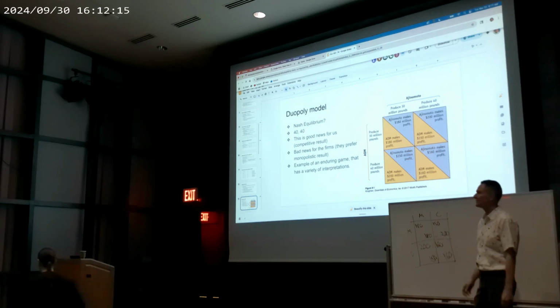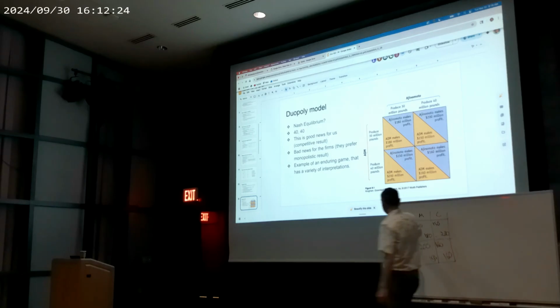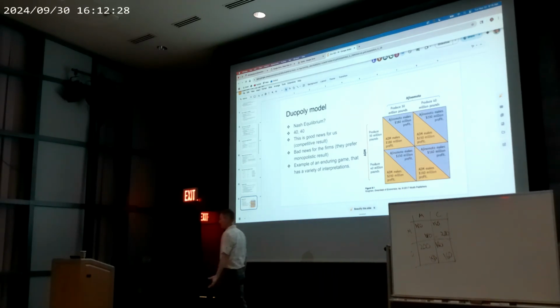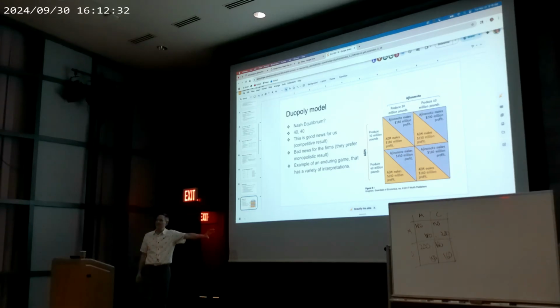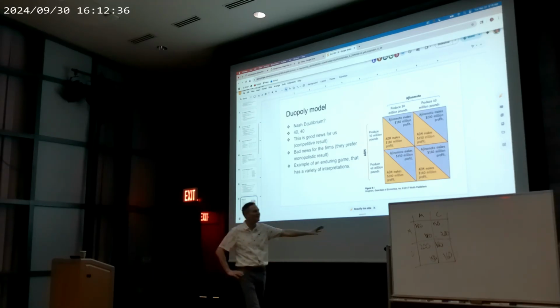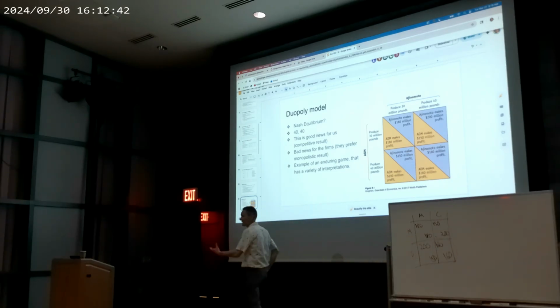Bad news for firms, right? But good news for us as consumers, right? We're sort of saying that this game suggests that even a small number of firms, two firms in this case, because of the logic of game theory and the prisoner's dilemma, they will behave competitively even though it seems like they could do jointly better by being monopolistic.